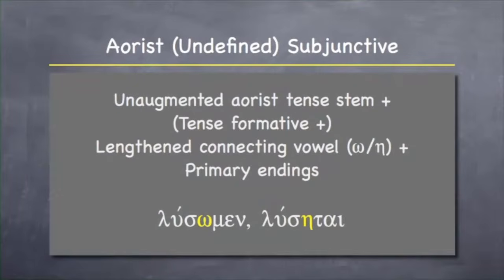Well, let's switch over to the aorist, or as I prefer to call it, the undefined subjunctive. It's formed with an unaugmented aorist tense stem, and then if it's a first aorist, you'll have a tense formative. But then you have the lengthened connecting vowel, either omega or eta. And again, just like in the present, you'll have primary endings. So, for example, the first person plural aorist active subjunctive is lusomen. If it were a middle, it would be lusetai in the third singular.